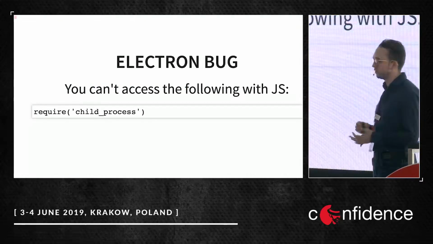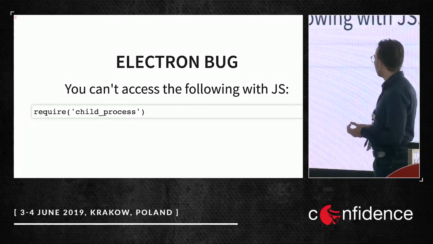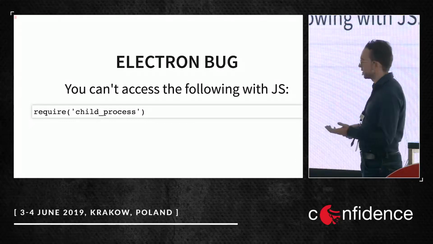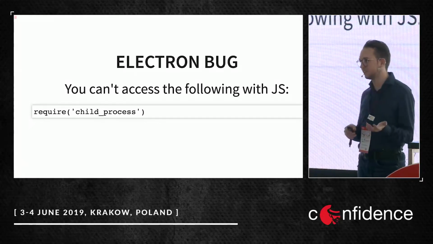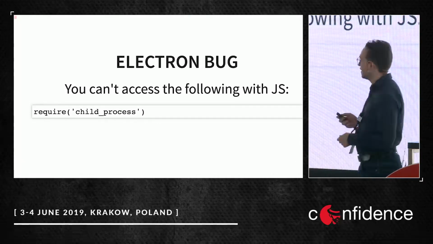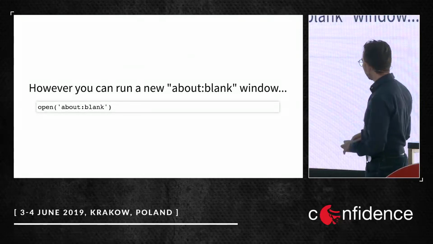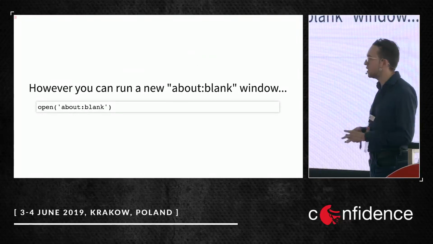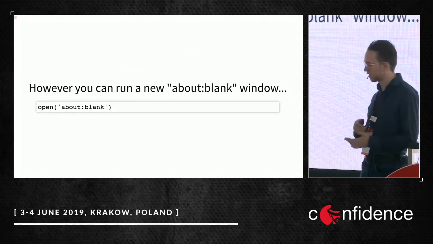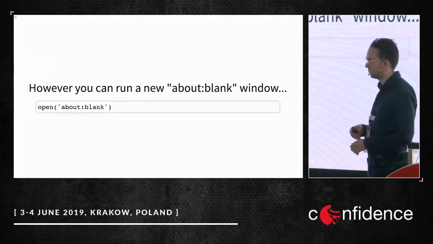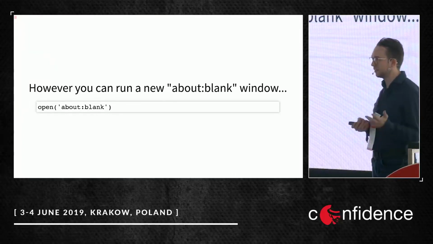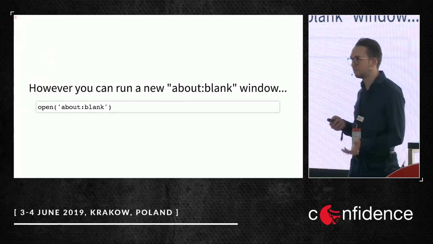If I don't have the node integration turned on, I cannot access the following with JavaScript. I cannot require child process because the function require is then not defined. However, I can run a new about:blank window. It worked for some reason. Opening any other window wouldn't work, but opening this window worked. That was interesting. And that window, of course, didn't have the node integration set to true.